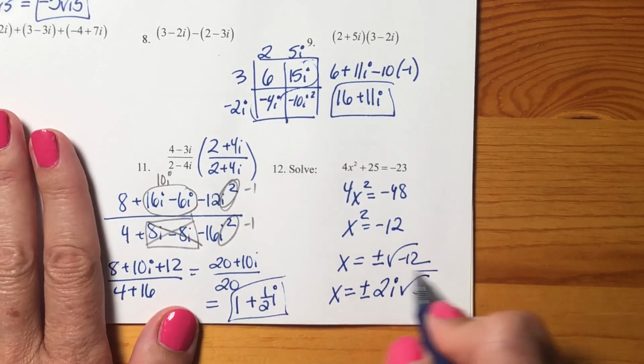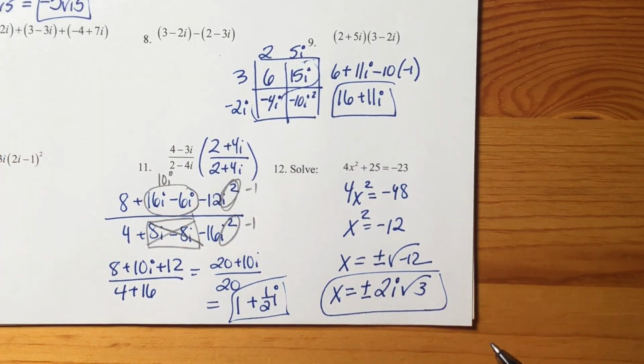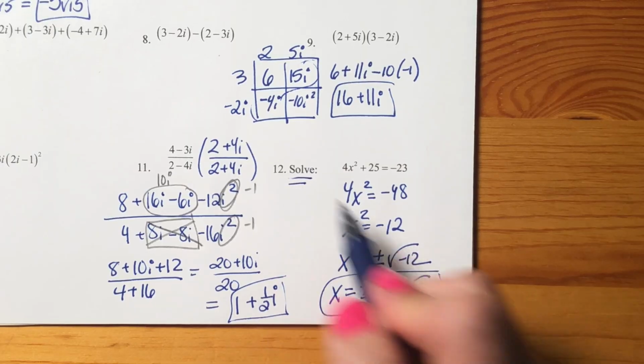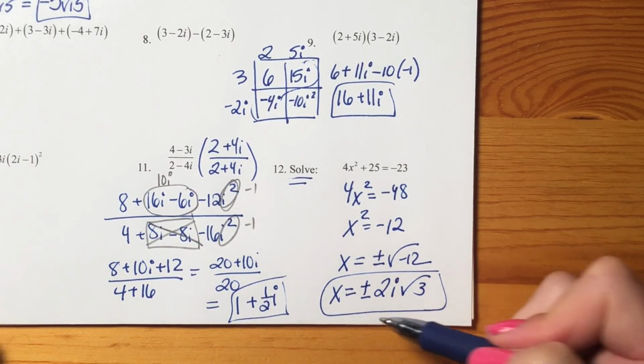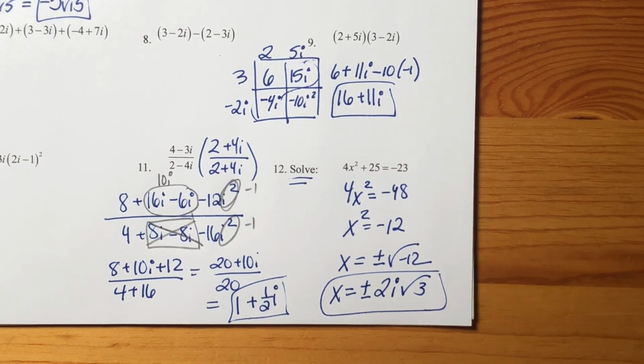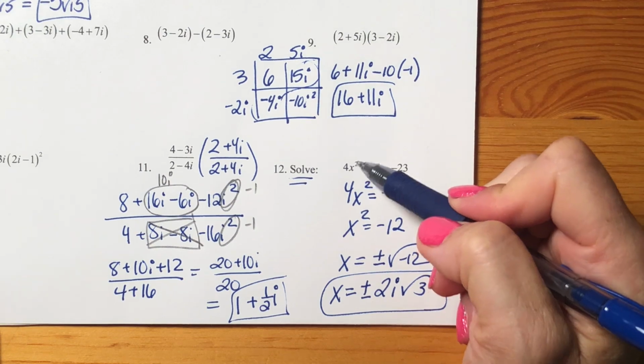Now, I have 2 solutions. It's plus or minus, right? I'm solving. I need that formal. I have to consider all of my possibilities. And notice I have 2 solutions, and my power here is 2.